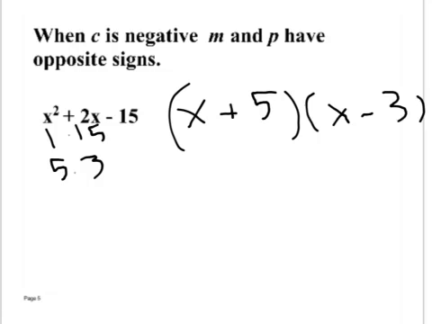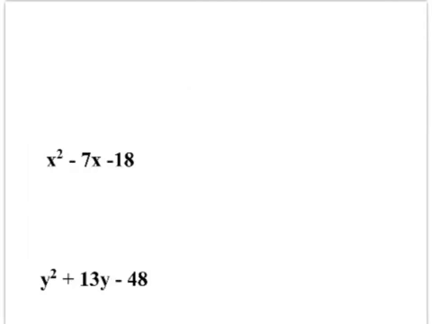Because when you take 5 minus 3, what do you get? 2. If I switched them, if I had done x plus 3 and x minus 5, what would it be? Negative 2. So you see why it's important to keep the signs with the right numbers. It's easier than yesterday.